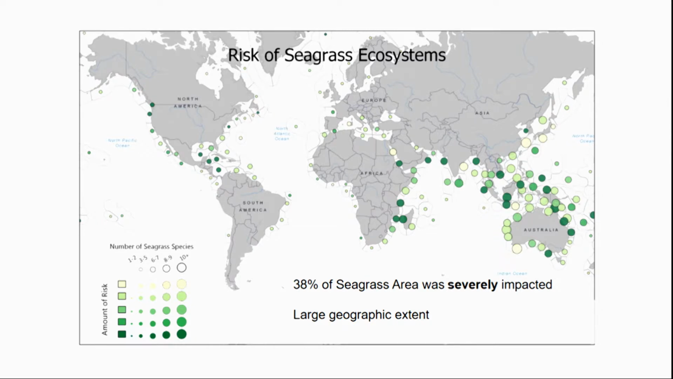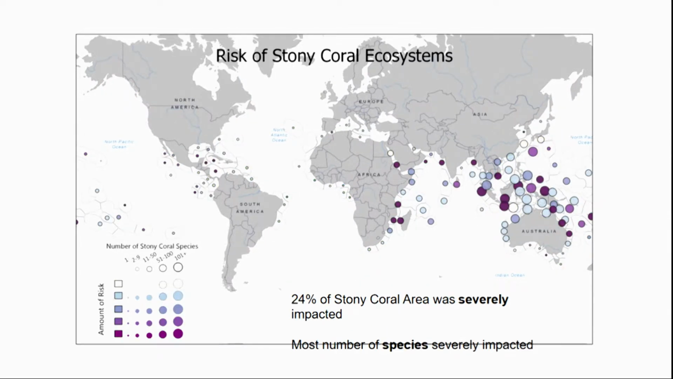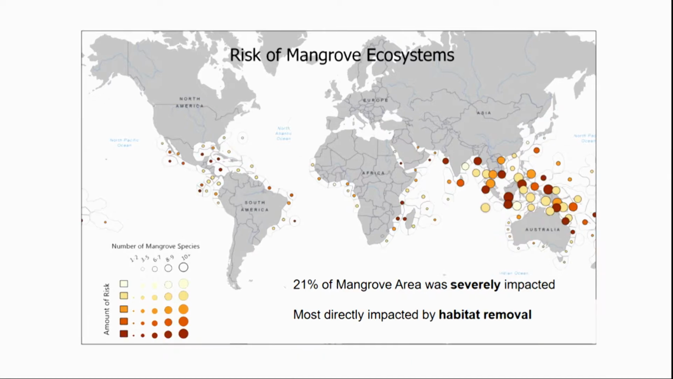Okay, so we moved on. Next was stony corals. 34% of stony coral area was severely impacted. And although this number is lower than seagrasses, corals are so diverse. And so in those areas that they were impacted, a far higher number of species was impacted than seagrasses. So if we're going by area, seagrasses were the most impacted. If we're going by number of species, corals were the most impacted.